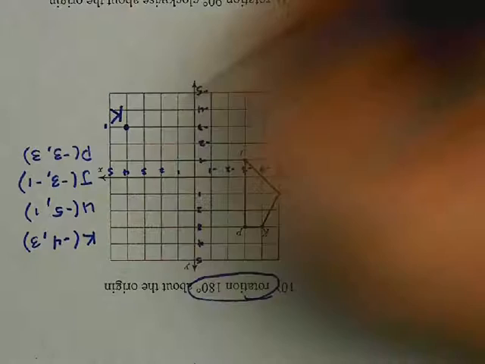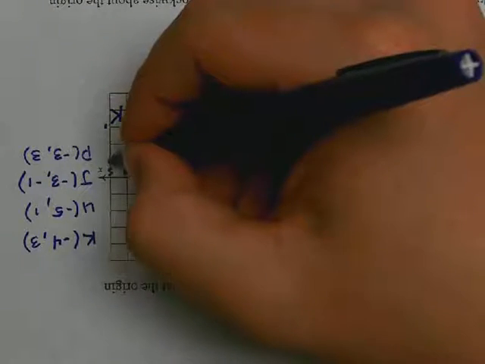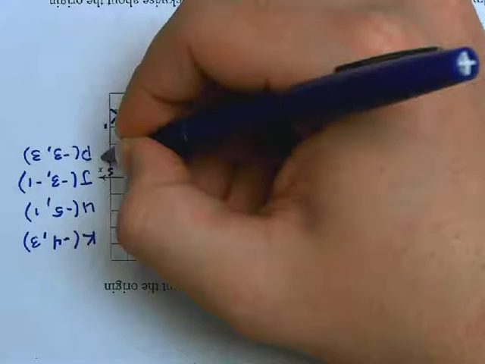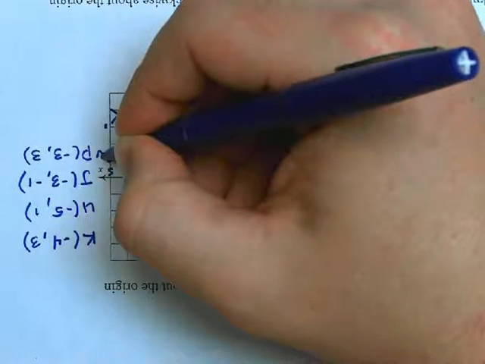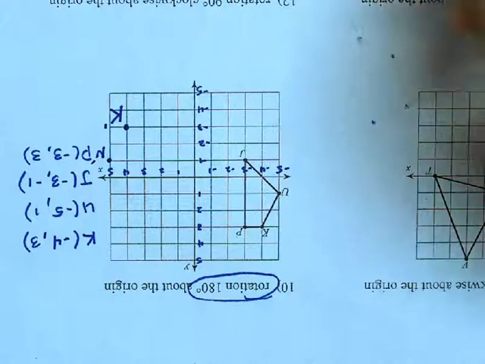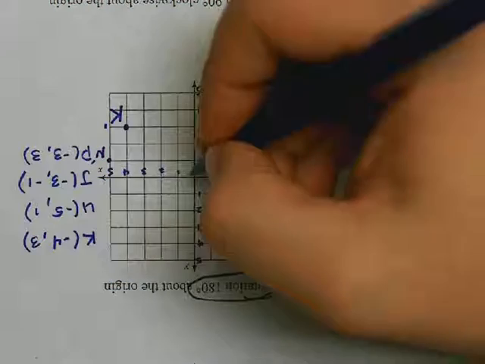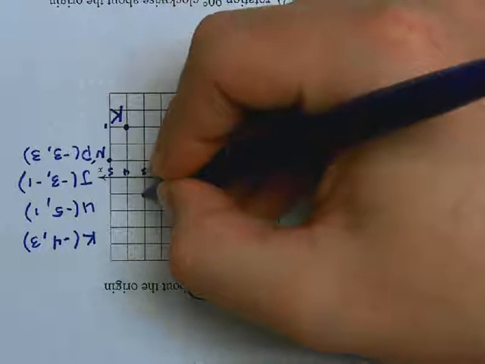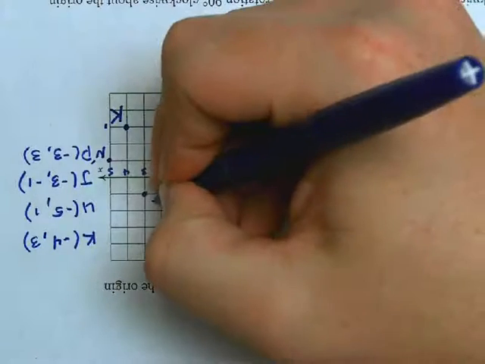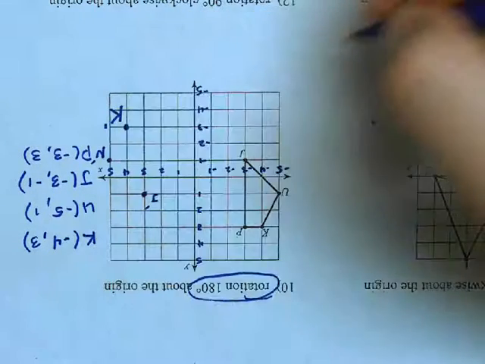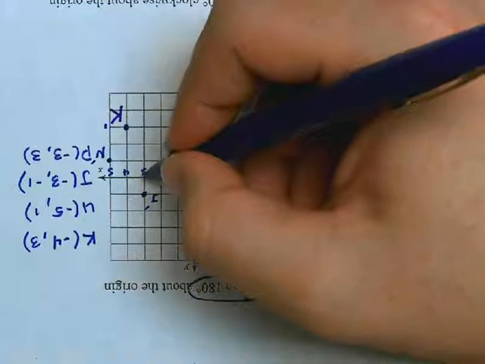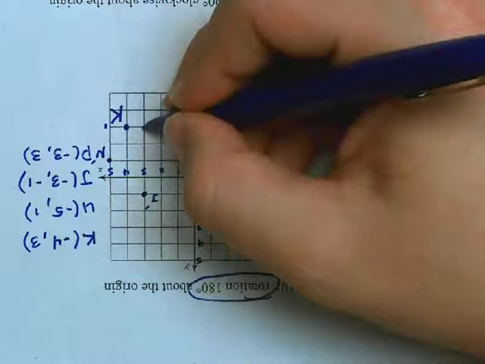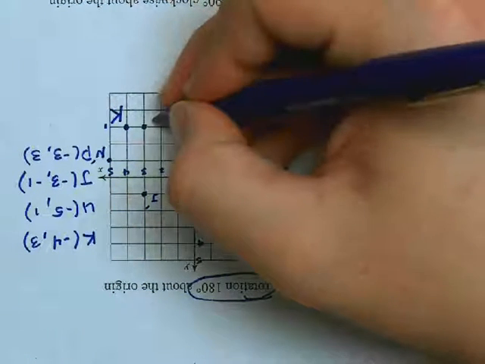U is (-5, 1). So that's U prime. And we got J, (-3, -1). That is J prime. And then we have P as (-3, 3). And that is P prime.